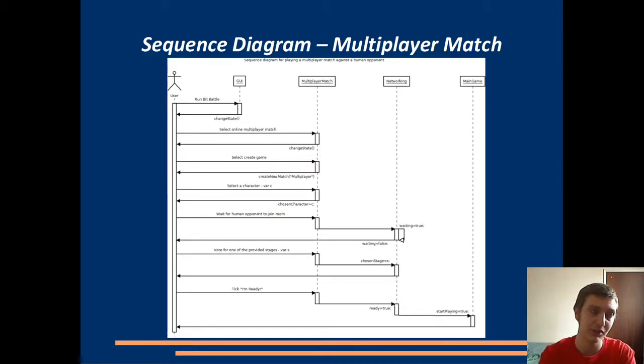Once that has all been sorted out, select that you're ready, set ready to true, so the networking class now knows that you're ready, waits for the other human opponents to make sure they're ready, and then start playing, and then go straight to the main game from there.